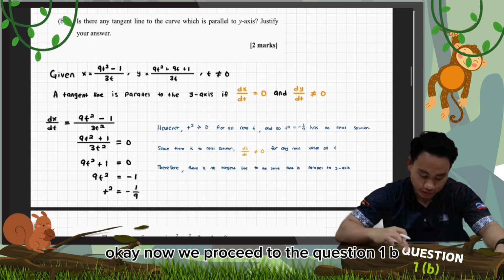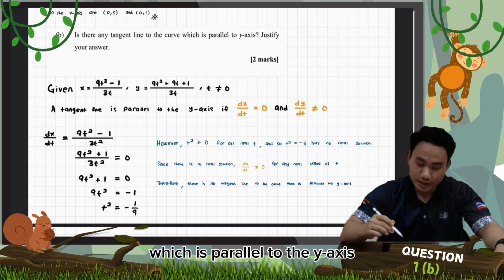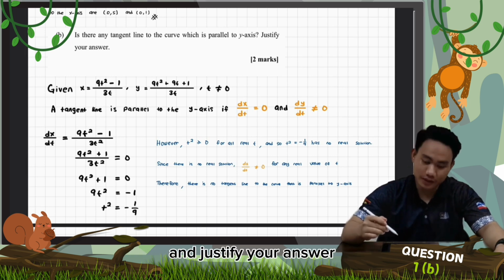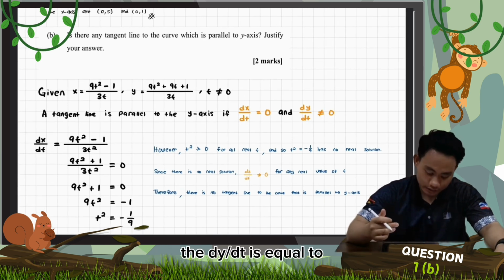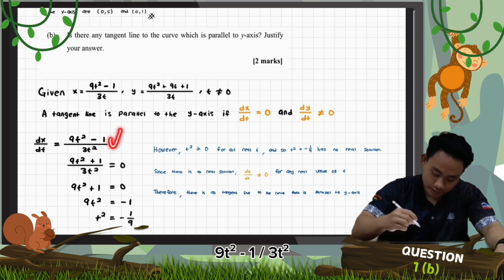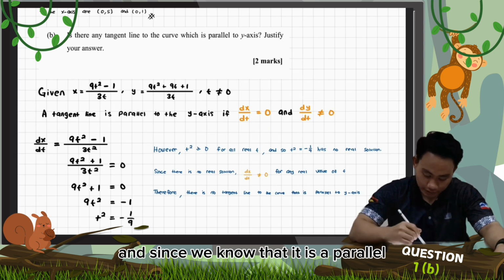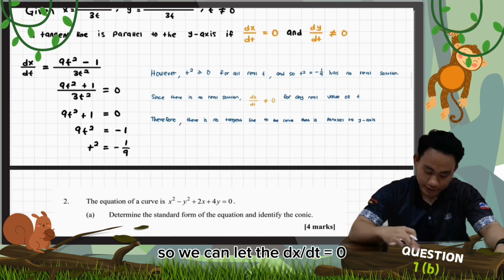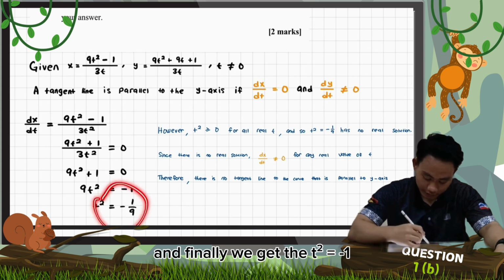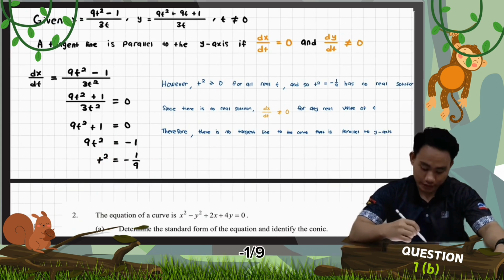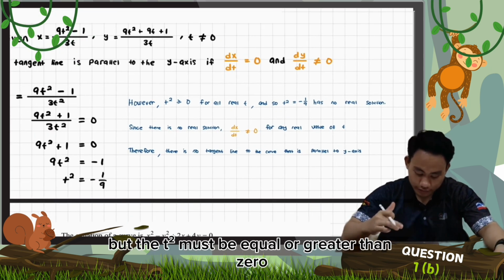Now we proceed to question 1b. The question asks, is there any tangent line to the curve which is parallel to the y-axis? Justify your answer. From question 1a, we already know that dy/dt equals (9t² − 1)/(3t²). Since it is parallel to the y-axis, we let dx/dt equal 0. We solve for t and get t² equals negative 1/9. But t² must be greater than or equal to 0.